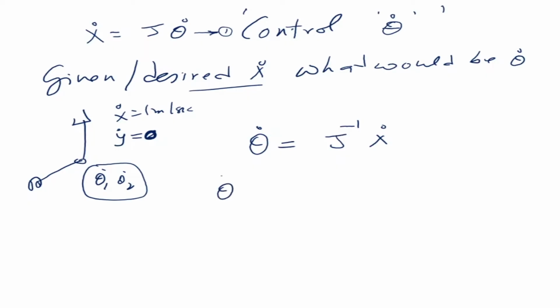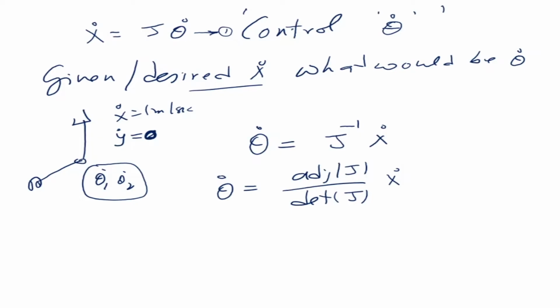Now you find that theta dot is equal to the adjoint of J divided by determinant of J, into x dot. This is what we are getting. Now this gives us the relation between the joint velocities and the end effector velocity. Now the determinant of J determines the relationship between x dot and theta dot.